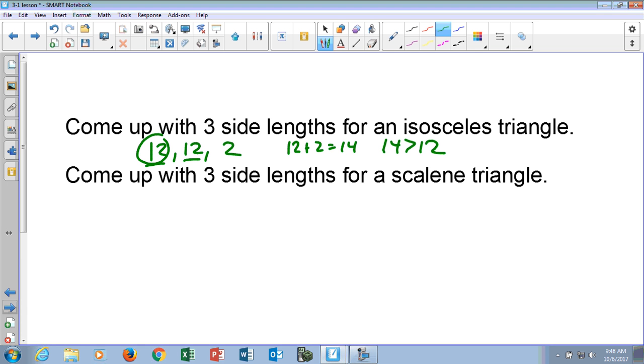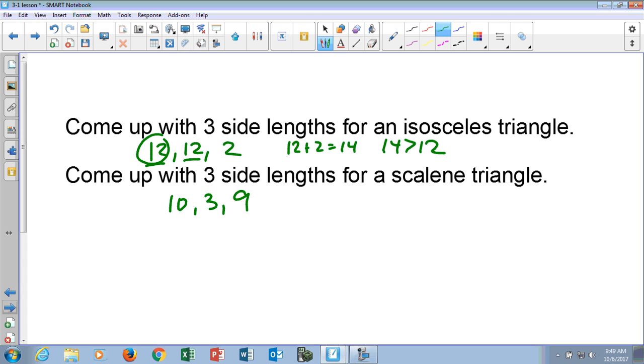All right. How about side lengths for a scalene triangle? What is a scalene triangle? Braden? No sides are equal. So not one side can be the same number. Anyone got an idea for that for me? Isabel. 10, 3, and 9. Okay, so none of those are the same, right?